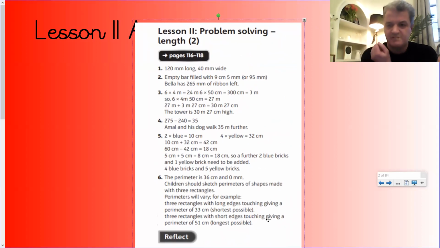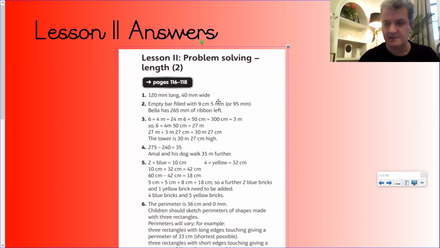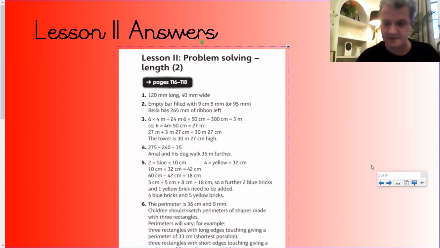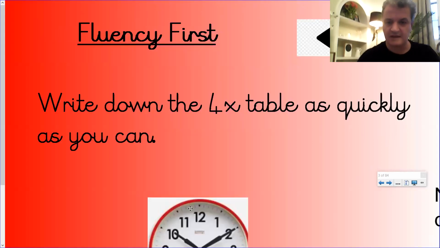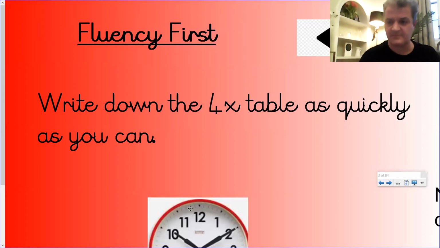Do something slightly different today. I'm going to go through quite a number of questions with you on the board. It's an end of unit check. It means that we've nearly finished our perimeter and our length for this unit of maths. So let's get on. Okay, quickly, a fluency first. If you could write down the 4 times table as quickly as you can, please. And any associated division number sentences, that would be fantastic.